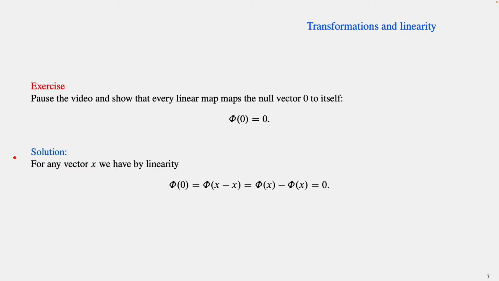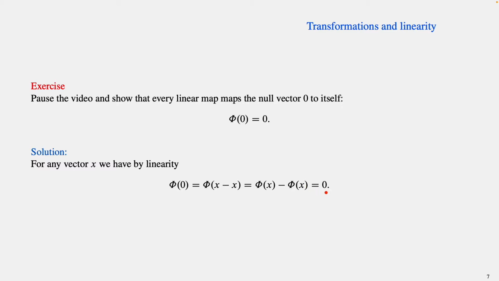And the solution is as follows. For any vector x, we have by linearity the following. Phi of 0, we can write this in a complicated way by writing the 0 vector, the null vector, as x minus x. So this is the null vector. But then I use linearity to write phi of x minus x as phi of x minus phi of x.